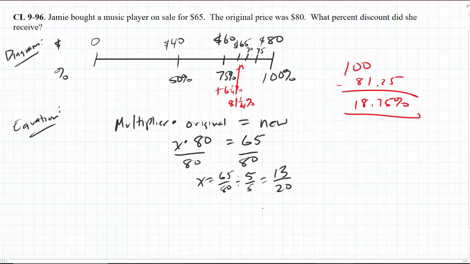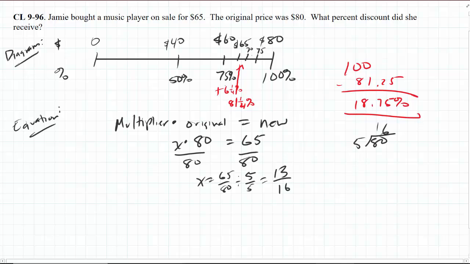13 over 20. Nope, that doesn't seem right. 5. I think it's actually just 16. Let's go ahead and divide that out. 5 divided by 80, that's going to be 16. So it's actually 13/16. But that's how much of the original price we paid.